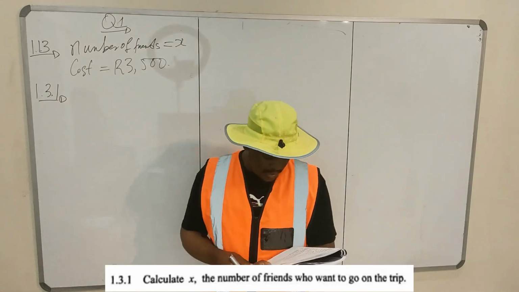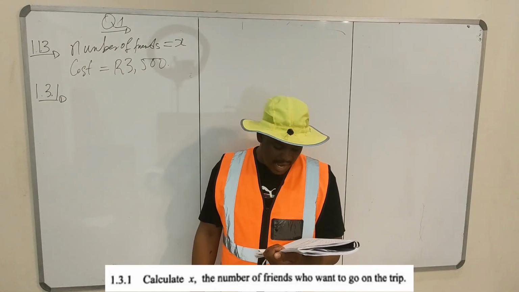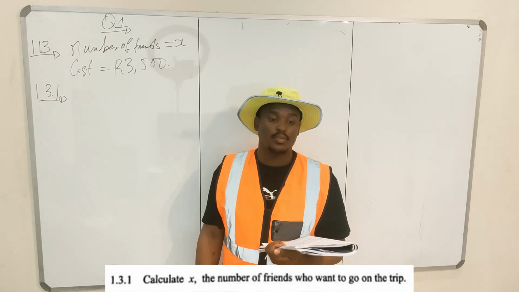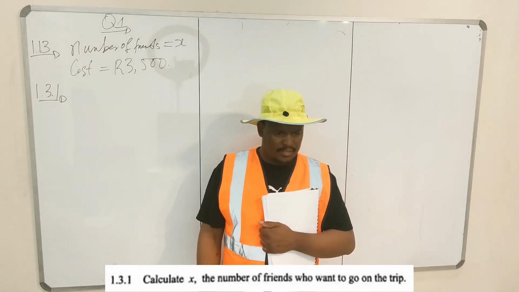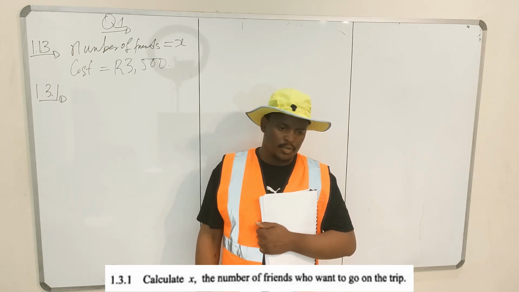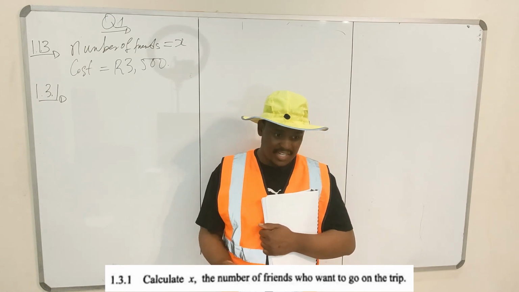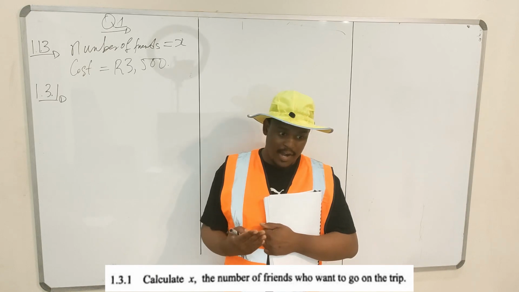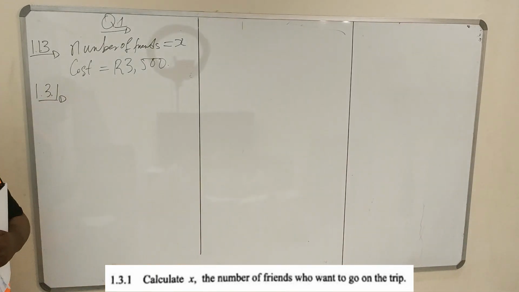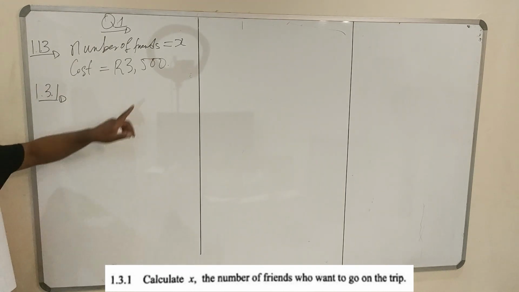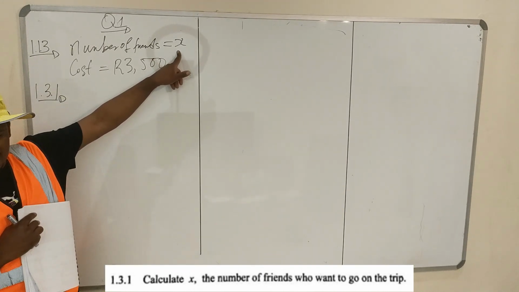What are they saying? Calculate X, the number of friends who want to go on the trip. So they want to know the total number of friends that want to go on the trip. Is the question clear? Do you all understand? Yes. Okay. So we say we have X number of friends. Do you understand? Yes.